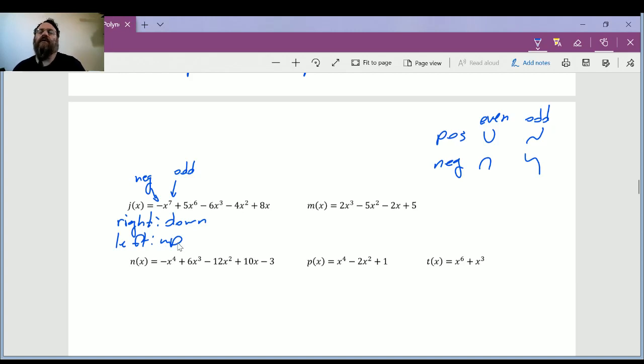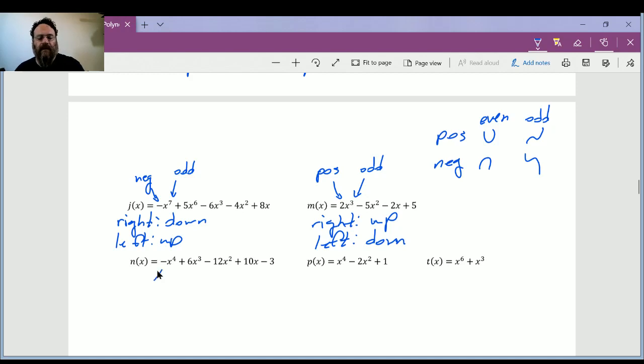If you think about what even is basically telling you, it's that both the left and right arrows are going to go in the same direction, whatever that direction happens to be. If the degree is odd, then that's telling you that the arrows, the left and right side, are going to go in opposite directions. What directions those happen to be is determined by whether it's positive or negative. This one's positive and odd. Positive, odd, it's right there. So the right side's going up and the left side's going down.